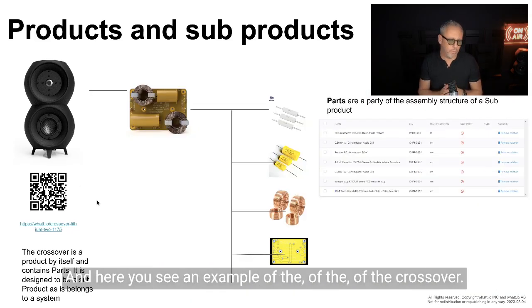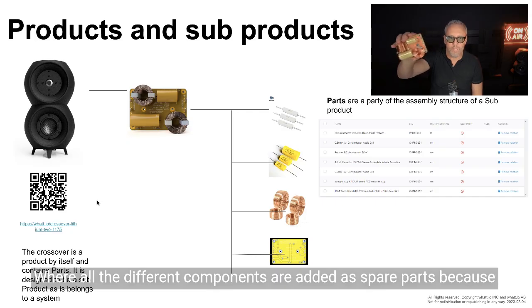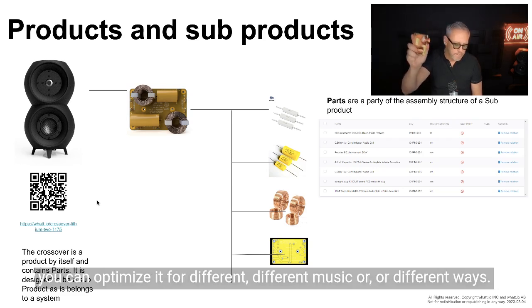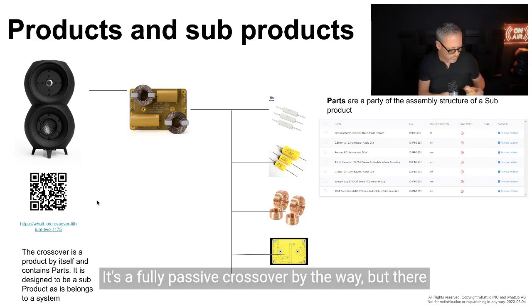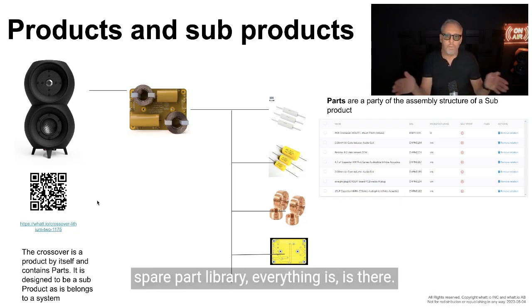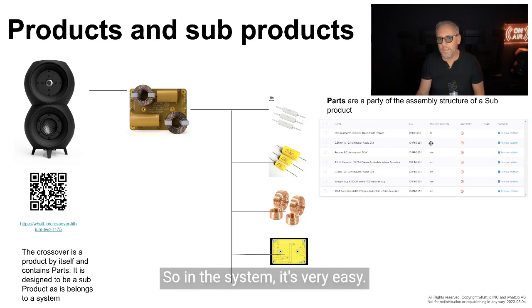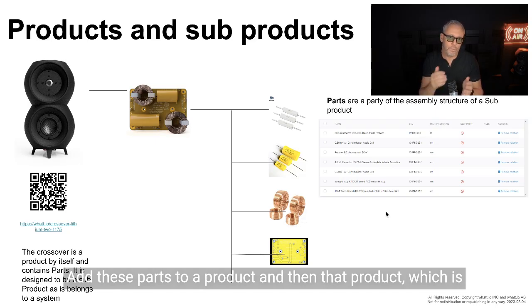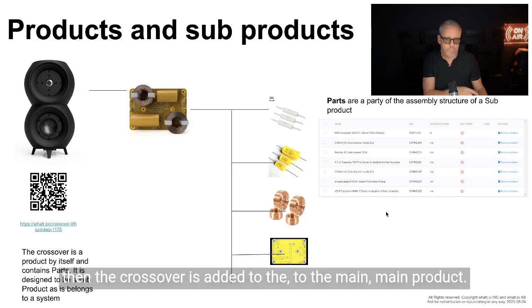And here you see an example of the crossover, where all the different components are added as spare parts, because Infinite Acoustics in this case allows for full rebuild of this, and you can optimize it for different music or different ways. It's a fully passive crossover, by the way, but there is an open mind to do new things here, and that's why the full spare part library, everything, is there. So in the system, it's very easy. You basically just add these parts to a product, and then that product, which is the crossover, is added to the main product.